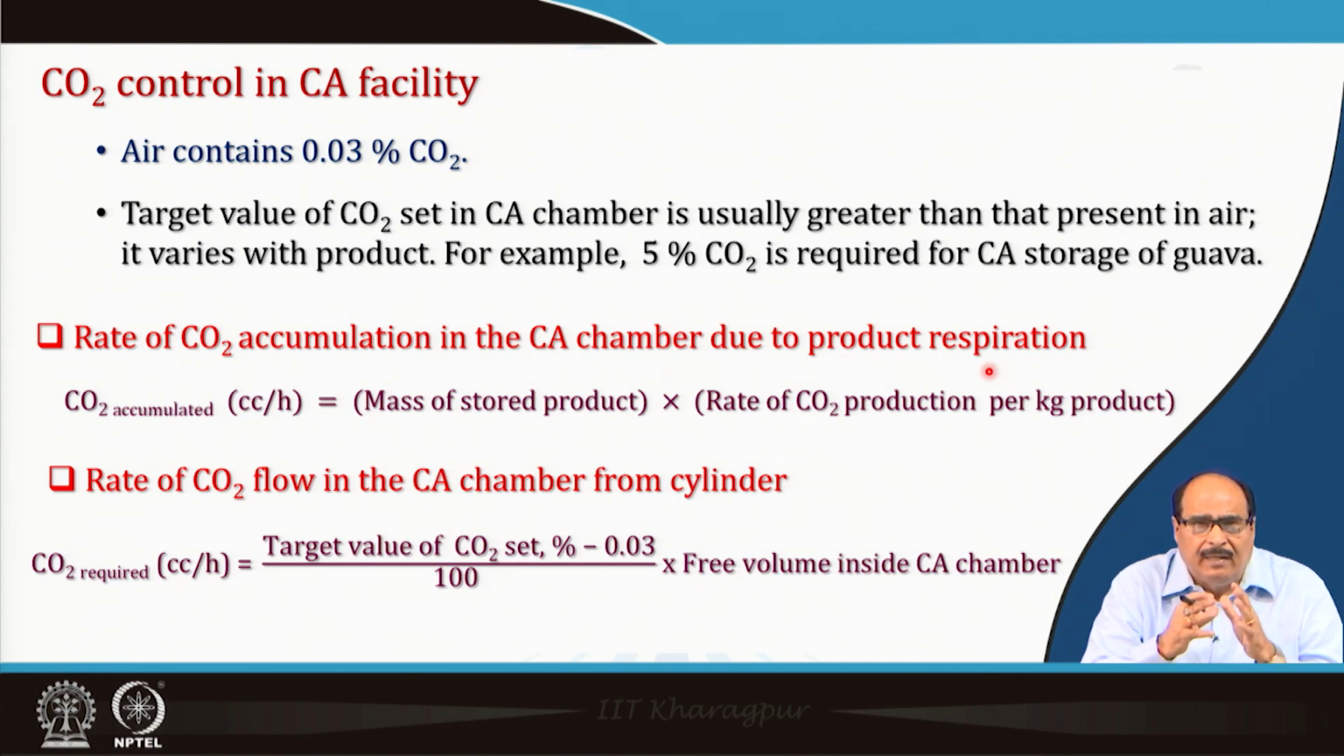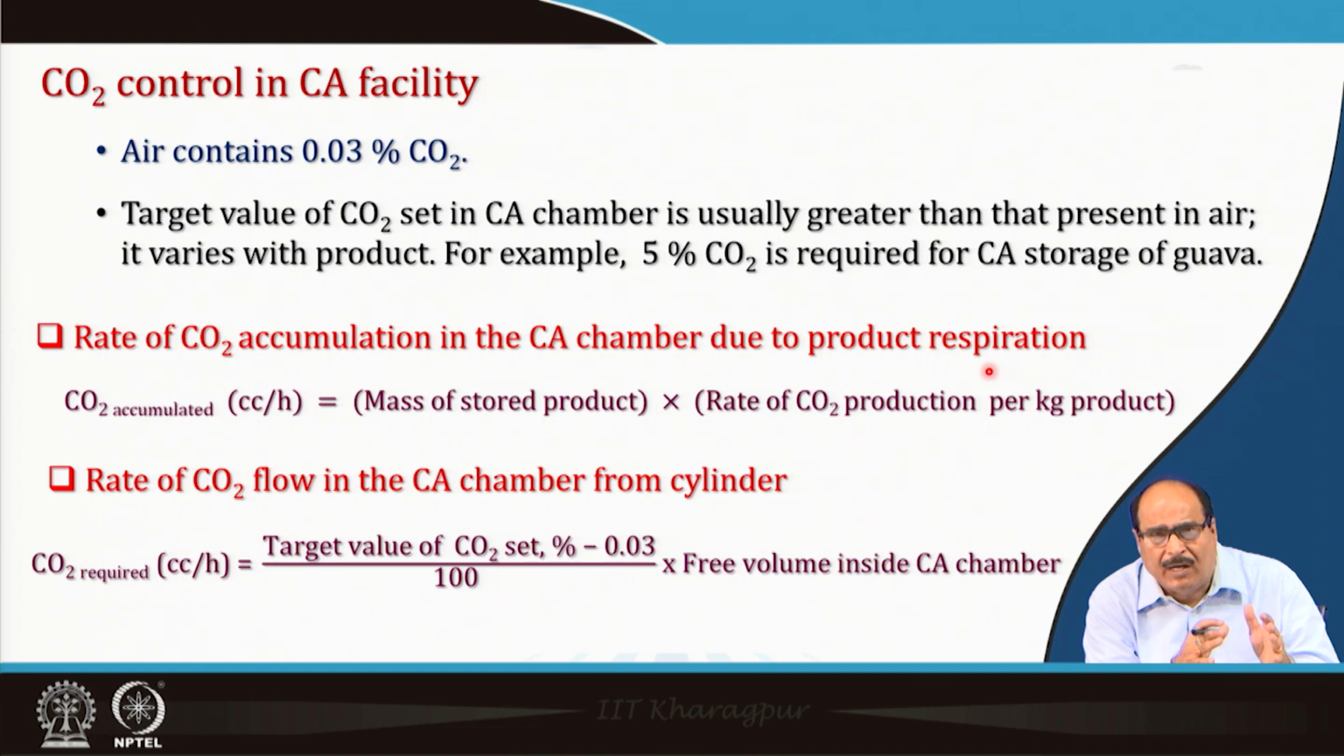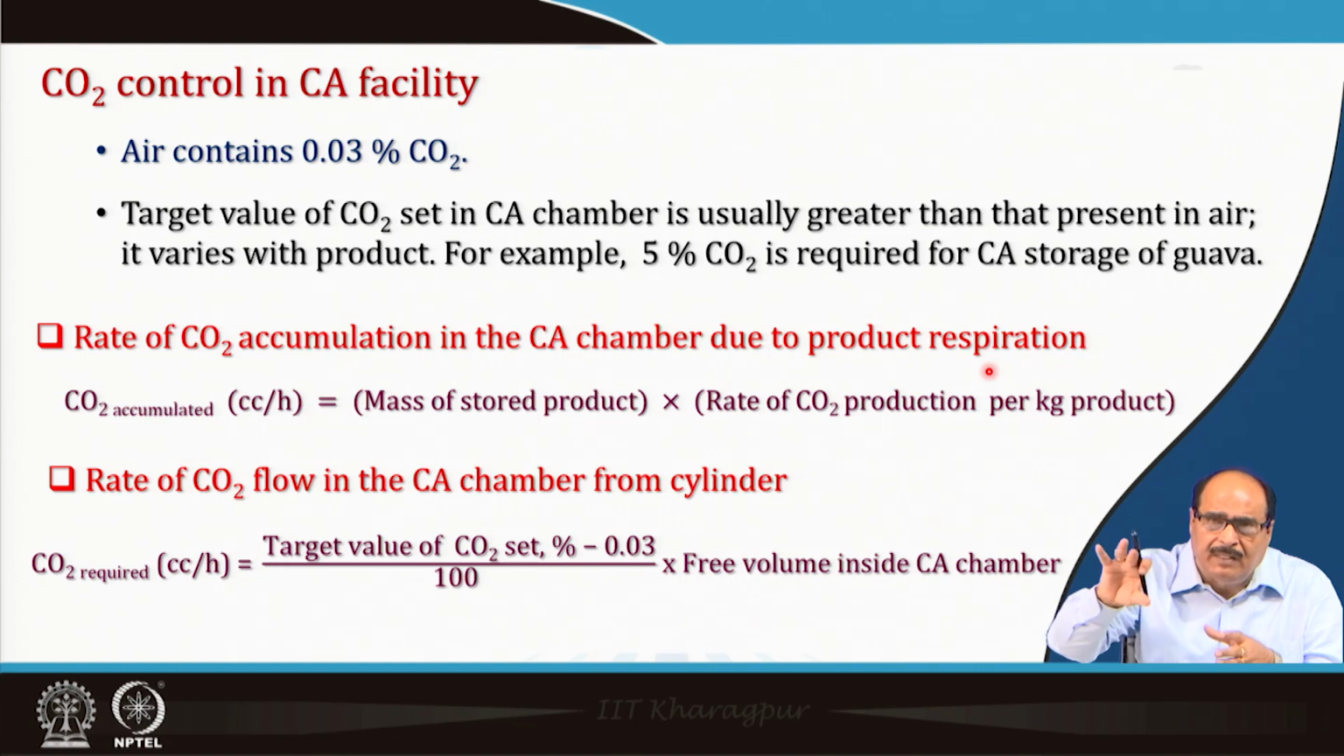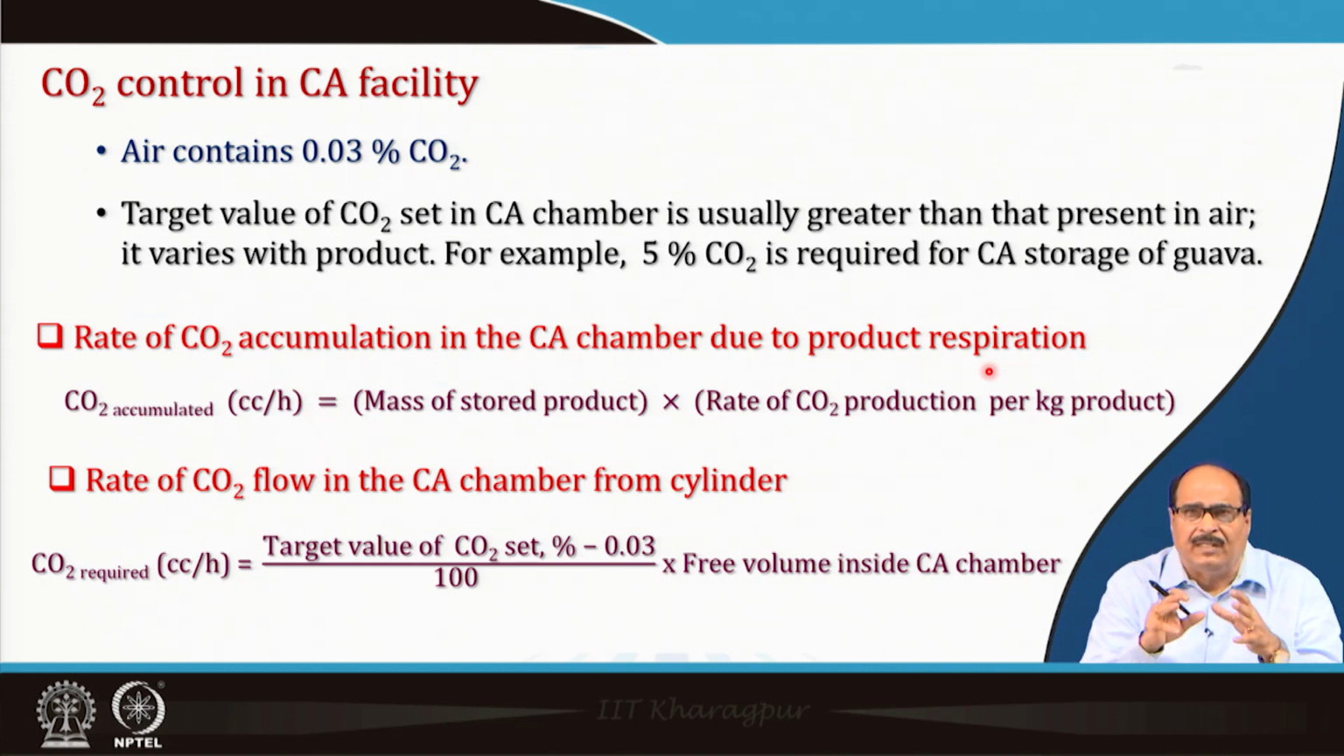So, one can find out the rate of CO2 accumulation in the CA chamber due to product respiration, because when the product is kept, it is respiring and because of that CO2 is evolving, giving out CO2. So, it is accumulated. That CO2 accumulated in cc per hour is equal to the mass of the stored product multiplied by the rate of carbon dioxide production per kg of the product. By this you can find out the amount of CO2 that will be accumulated in the storage facility due to respiration.